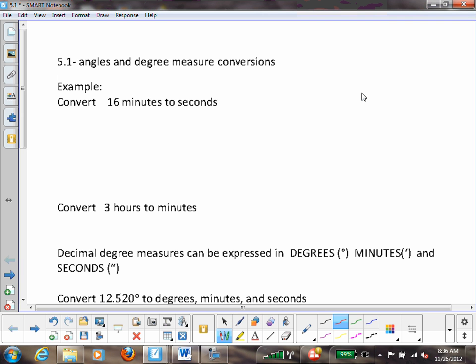All right, so in normal time, in a normal clock, how many seconds are in a minute? All right, so that we know that there are 60 seconds equals 1 minute, and 60 minutes is going to equal 1 degree. That's your conversion.